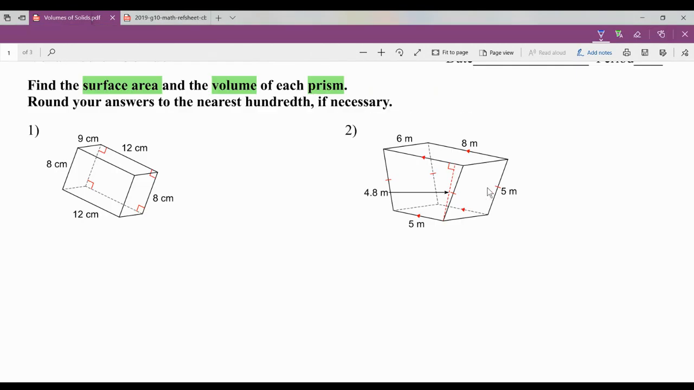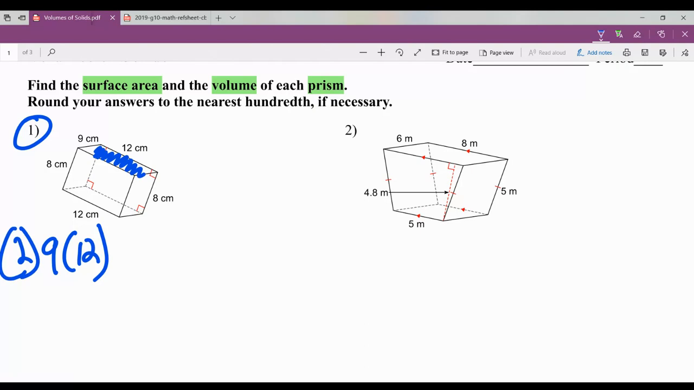But here's the big idea. You don't need a formula for surface area. Surface area is the total of all of the individual areas. So for number one, you've got a bunch of rectangles. The top of this rectangle is 9 by 12, and there are two of them, the top and the bottom. Okay? 2 times 9 times 12.